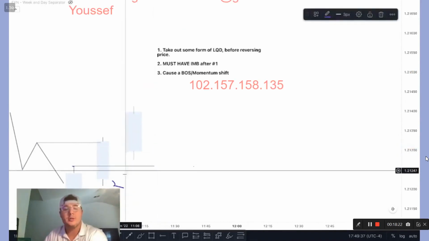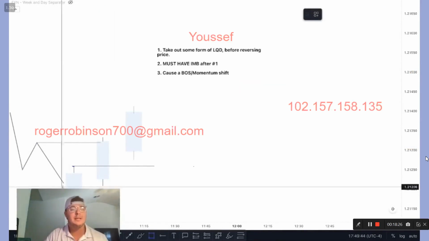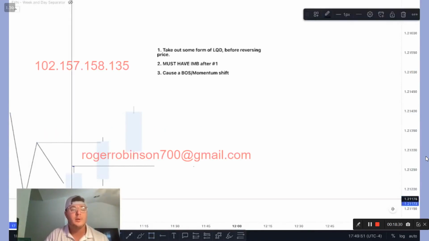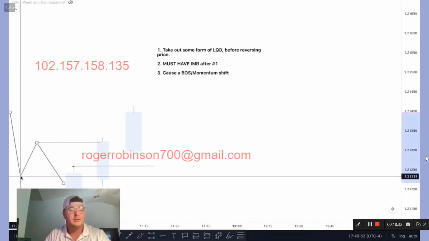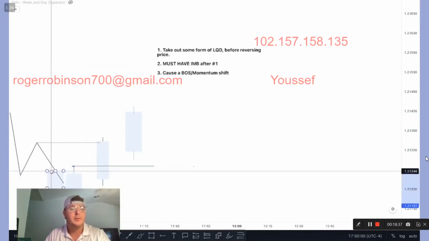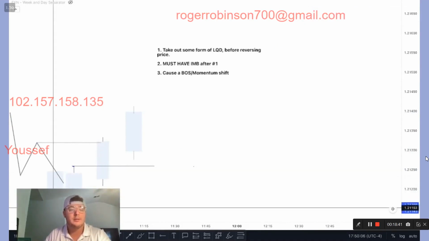So after taking out some form of liquidity, and my apologies, but the liquidity that we're talking about can either take out a structural point before reversing price, or if it doesn't do that, it can do something like this, right? Maybe it'll just do this. The liquidity sweep can just be taking out the previous candle low. So if we had a previous candle low, it could look like this.